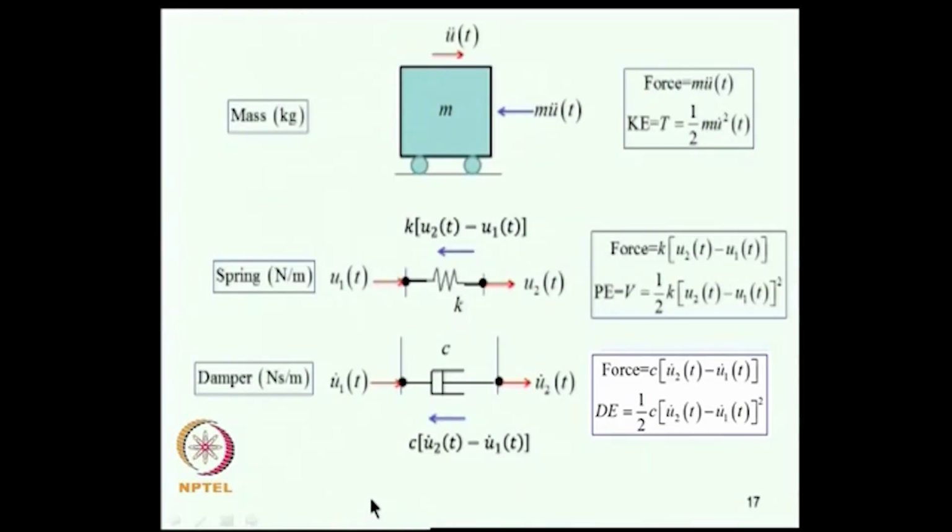So, the summary is this mass resists acceleration, and the force of resistance is m u double dot. It stores kinetic energy, and this is given here. Suppose you have a spring, and this end is moving by u1 of t and this end is moving by u2 of t. The force in the spring will be k into u2 minus u1, and the potential energy stored will be half k into u2 minus u1 whole square. Similarly, the damper force is this and the damper energy dissipated is this.